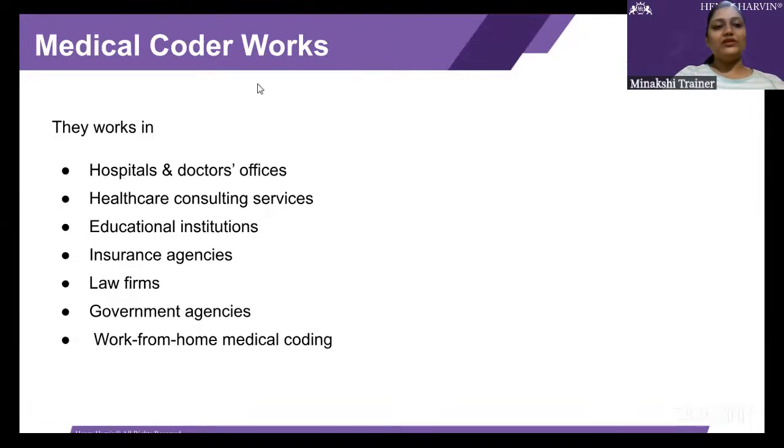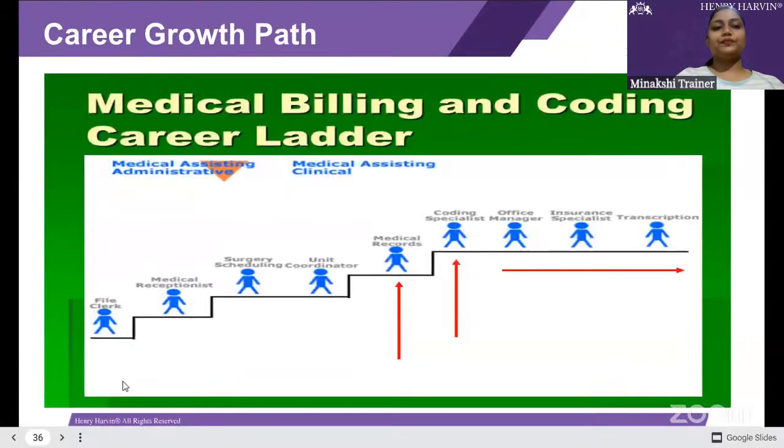So next is where the coders will be working. The coders will be working in hospitals, doctor's offices, healthcare consulting services, educational institutes, insurance companies, law firms, government agencies, and most importantly, remote working. In future, I can see a lot of freelancing opportunities you can avail. You can work with any company and source your work from different companies as well. That also will be possible in future.